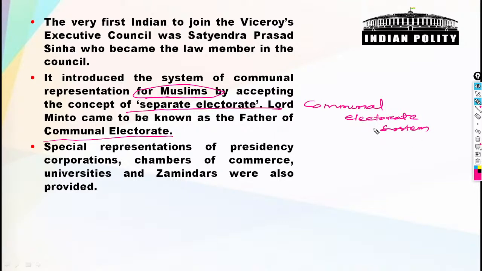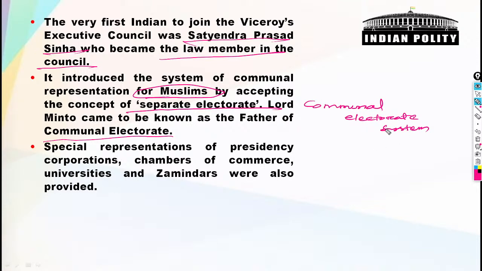Then another notable thing that is for good is that it introduced the first Indian, Satyendra Prasad Sinha, who became an official law member in the executive council of the governor general or the viceroy. Satyendra Prasad Sinha was the first law member of the council. He's the first Indian to be associated as an official member.